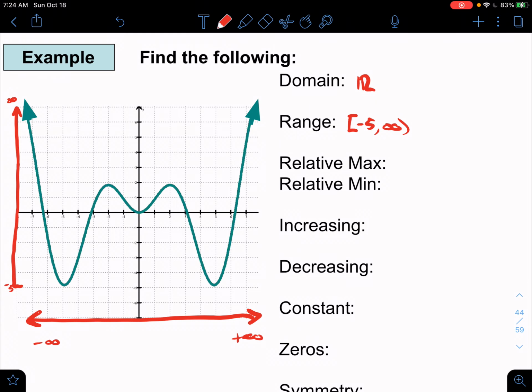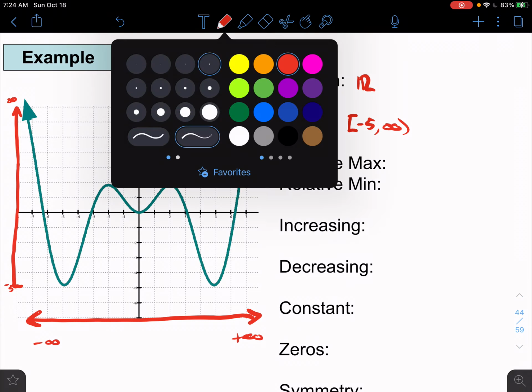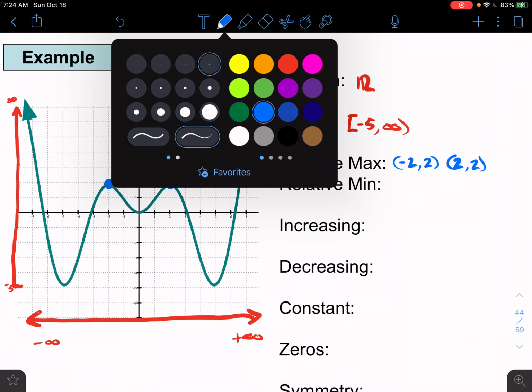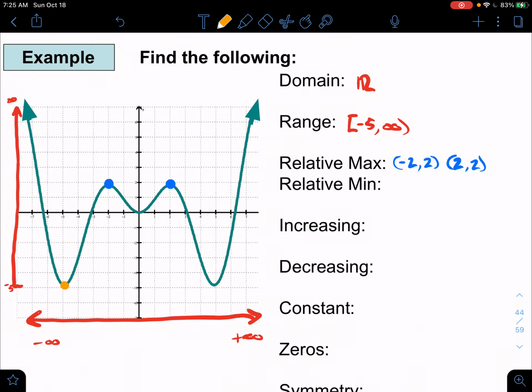For our relative maximums, I'm going to try to do this in a different color. Looks like we have them occurring right here and right here. So at (-2, 1) and (2, 1), we will have relative maximums. For your relative minimums, looks like we have low points here, here, and here. So looking at those, (-5, -5), (0, 0), and (5, -5) would be the location of those points.